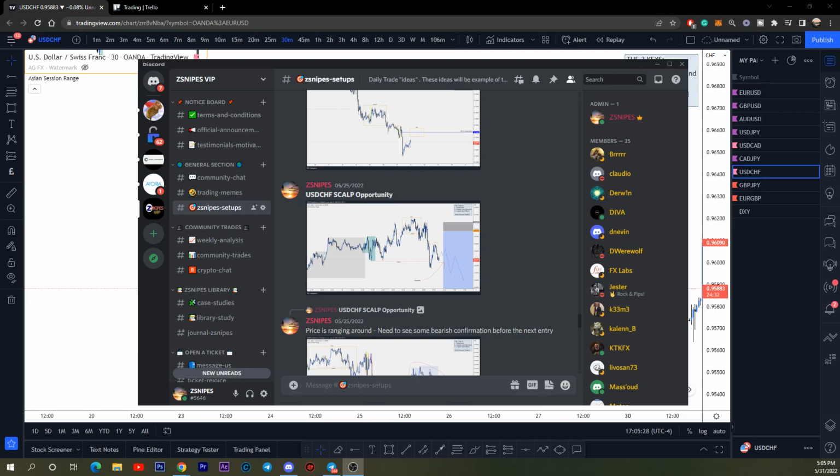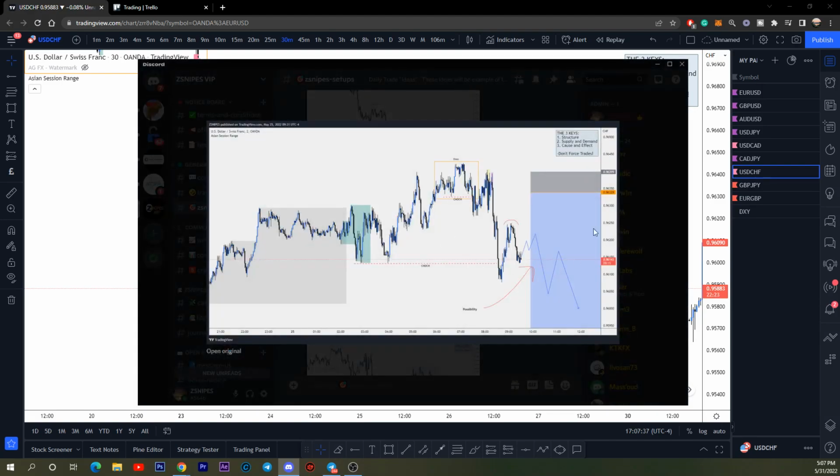Okay, so essentially you guys will see how we put all these concepts together, and most of these concepts, some of them I have covered already, the basic structure, order blocks and things like that. All right, so let me just go ahead and show you guys what the scalp was. This is what it looked like.